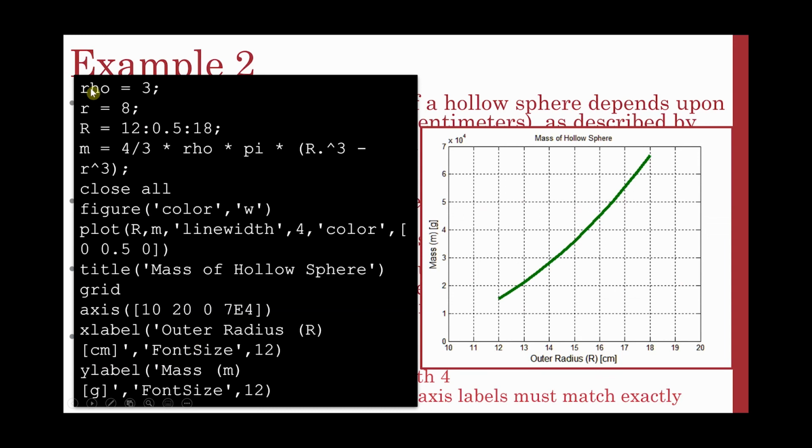We're going to put in our variables. We have our density, our radius, our inner radius, our outer radius, our equation for our mass. We're going to close all open figures that we have. We're going to set the background of our figure to be white. We're going to plot our R as a function of mass. We're going to make our line width 4, and we're going to make our color 0, 0.50. I'm using an RGB designation for the color to get a dark green line that isn't one of the built-in colors from MATLAB. I put my title in, I put my axes in, I put my axes labels in, and I wanted to set my font size to be 12.